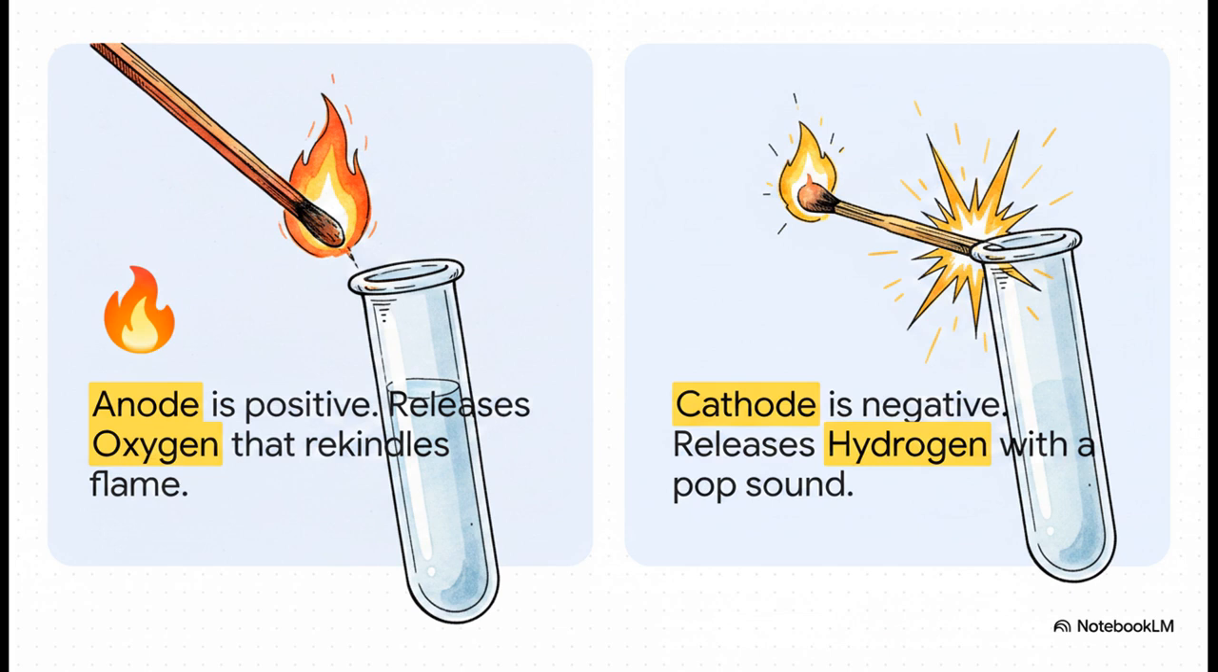At the negative cathode, you actually get double the volume of hydrogen gas, and that one burns with a very sharp pop sound. Oh, and a quick pro tip for you, pure water actually doesn't conduct electricity very well, so we always have to add a few drops of acid just to kickstart the whole reaction.